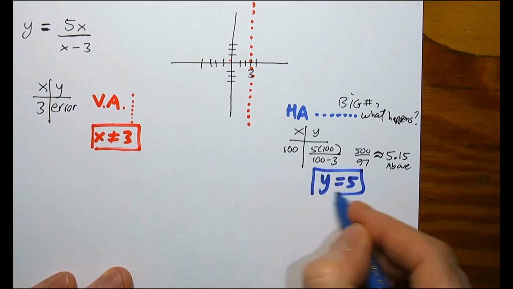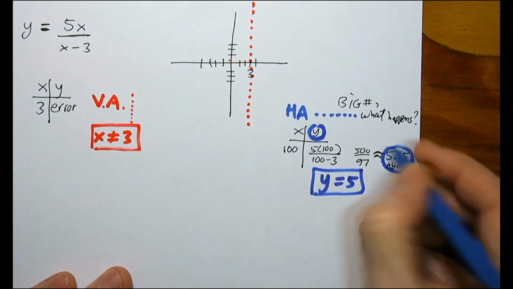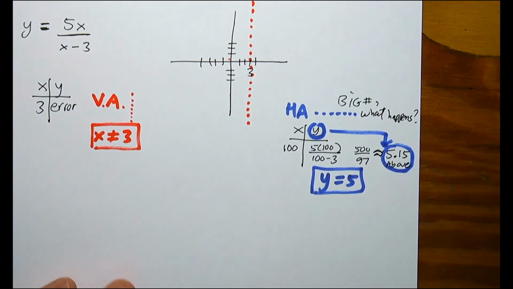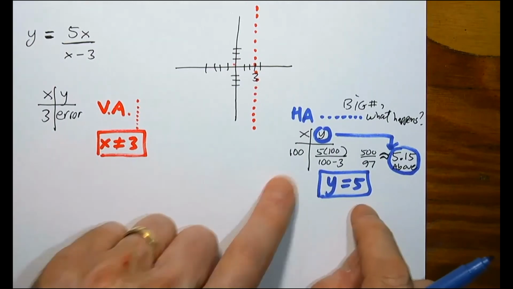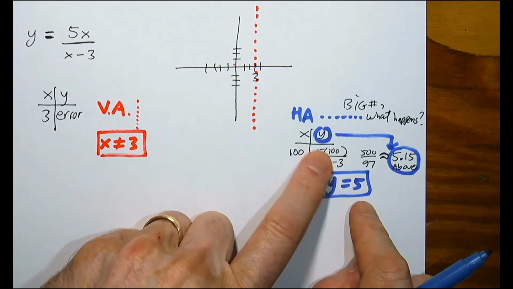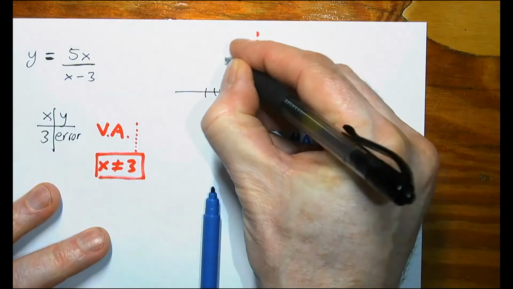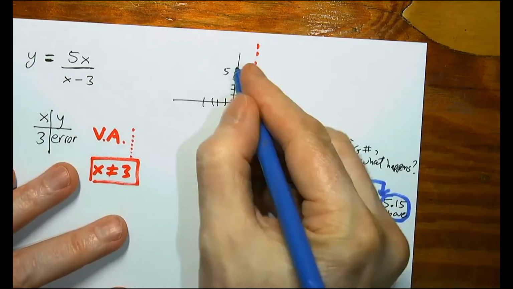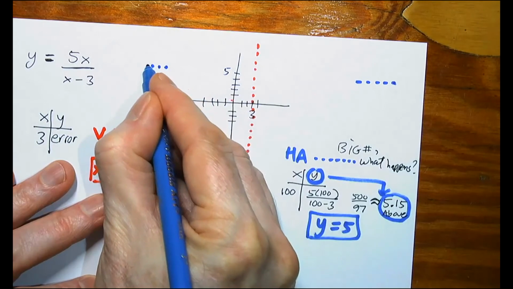Y equals 5. Why? Because remember, we're solving for y, aren't we? Y is 5. So remember, go to the 5. Here's the vertical asymptote at the x number, but this is where you're headed. Y is 5. Boom. There's 5.